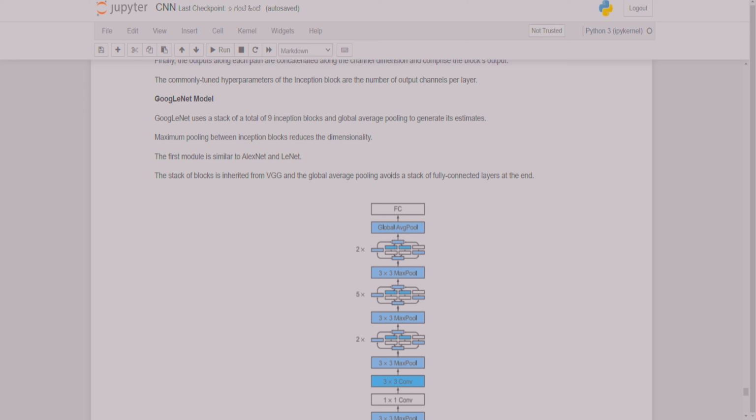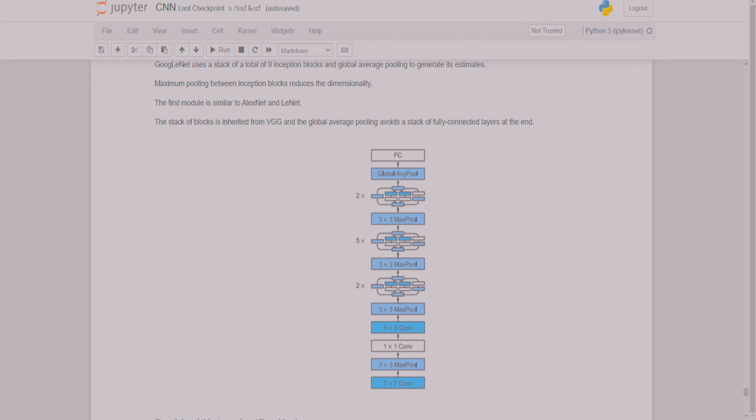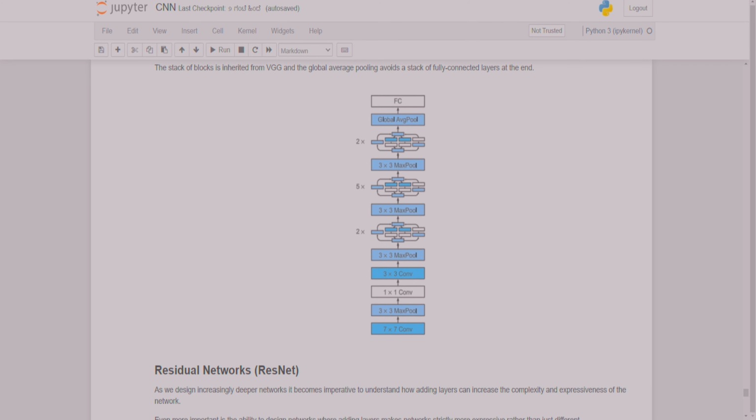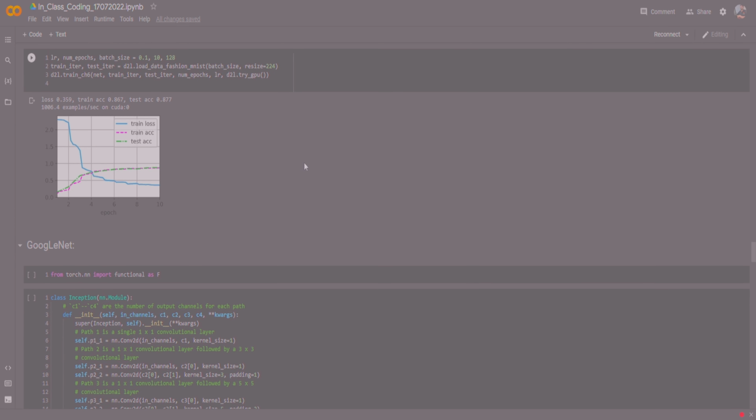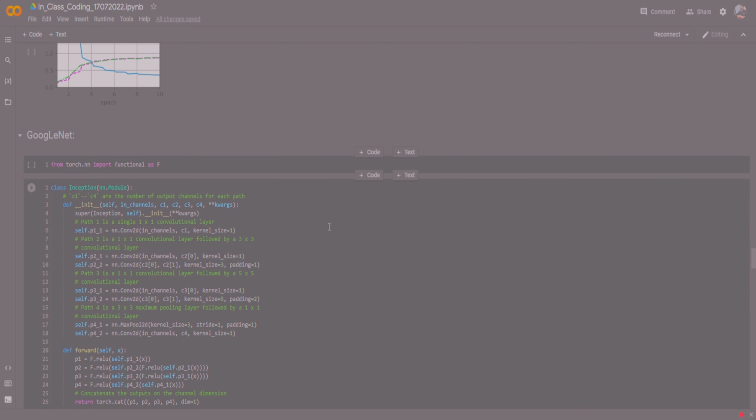So this is the fundamental block. Anyway, I'll show you the complete diagram. This is the initial architecture that was defined in 2014. So let's move to the coding part. Everybody move to the code.